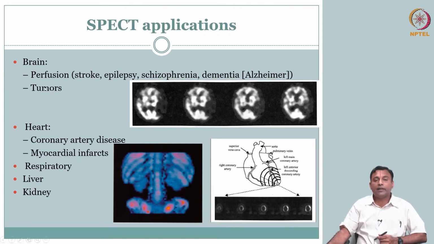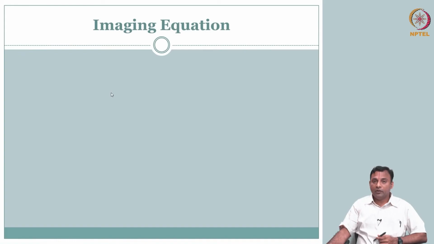So, brain is a very important functional aspect. Imaging for the brain is an important application. Tumors, right, and the rest of it is the usual suspects, your heart, respiratory, liver, kidney, right, you could do all of this. So, this is quite popular, but more popular is your PET. Okay. We will see why PET, what is the imaging equation for PET.